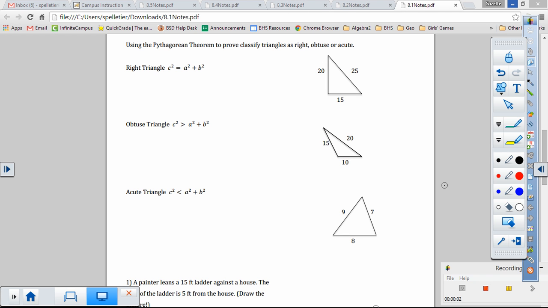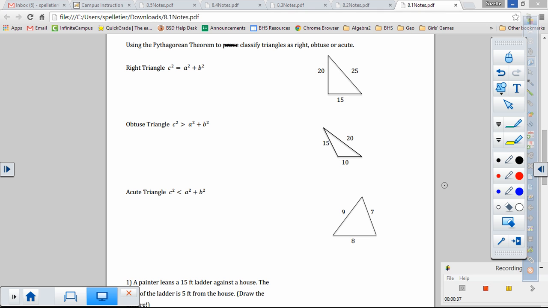Okay, so this is the second part of Lesson 8.1, which is using the Pythagorean theorem to prove or classify triangles as right, obtuse, or acute. I guess we could get rid of the word prove up here, to classify triangles as right, obtuse, or acute. So you can look at the three triangles and kind of tell which one we think might be a right triangle, which one we might think is an obtuse triangle, and which one we might think to be an acute triangle. But here's how the Pythagorean theorem is going to help us, and then we're going to actually prove it.